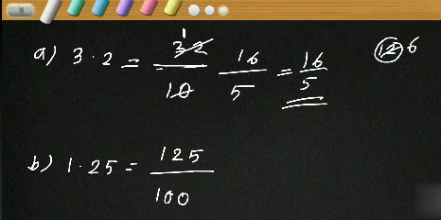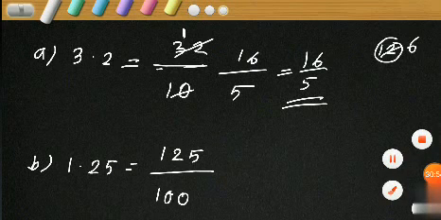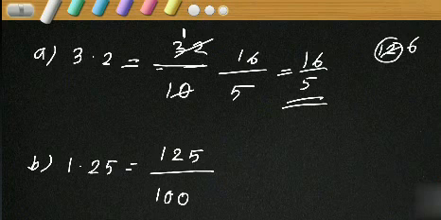Can we stop the answer here? No, why? Yes, there is a common factor among the numerator and denominator. Which is the common factor? Can we divide the numerator and denominator by 5? That should be done. By which number can we divide the numerator and denominator? Which is the common factor?